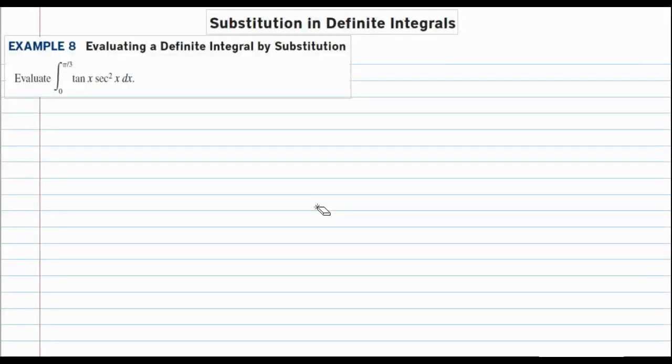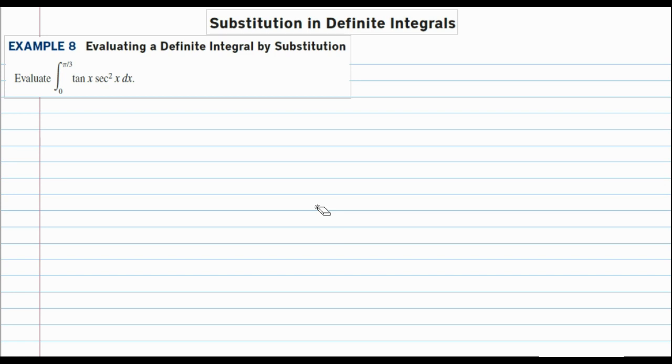This is the screencast for section 6.2, example 8. Substitution in definite integrals. Up to this point we've been using substitution in indefinite integrals. Now we're going to use definite integrals, so they have a lower limit of integration and an upper limit of integration.